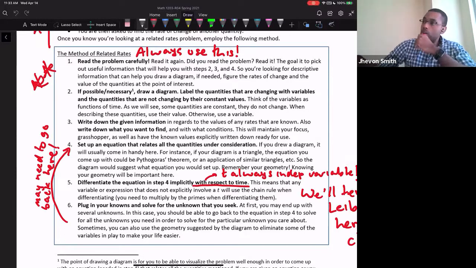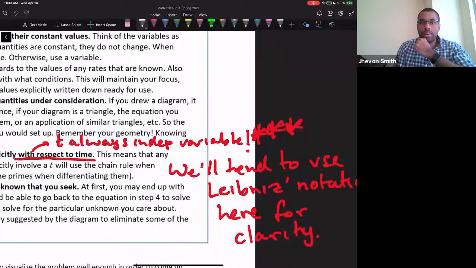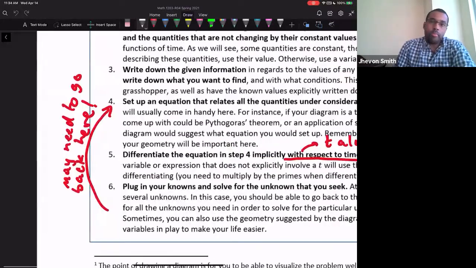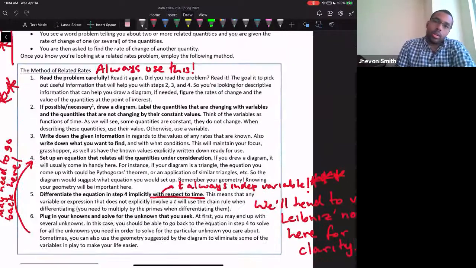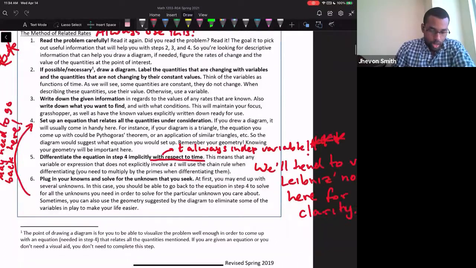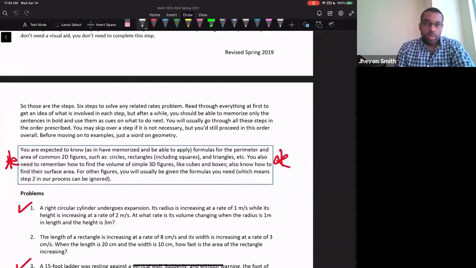Yeah, so those were the steps. Again, something that's very important is that t is always the independent variable. Always, okay? You're always doing this with respect to time. Another notable thing is that when you get to step 6, sometimes you don't have all the information. You should not panic in this situation. You could go back to step 4. Another important piece of information, remember all your geometry formulas. They will come in handy.